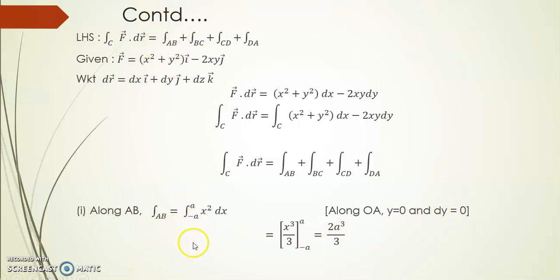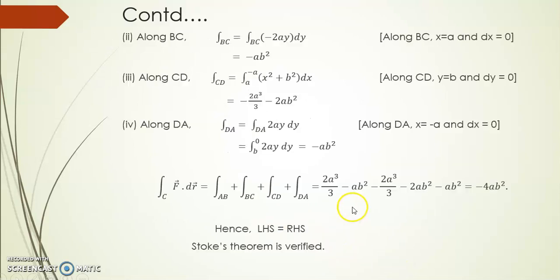Line AB. So first I've named the 4 lines as A, B, C, D. You can even name it as O A B C, no issues. So integral over AB, minus a to plus a, x square dx. So while integrating, what has happened to this dy? dy has become 0. How? Because in that particular line, the first line, you have y is equal to 0. So the integral over minus a to plus a is equal to 2a cube by 3.